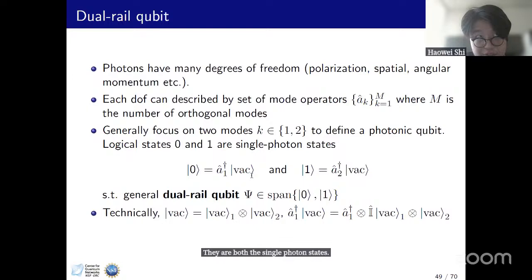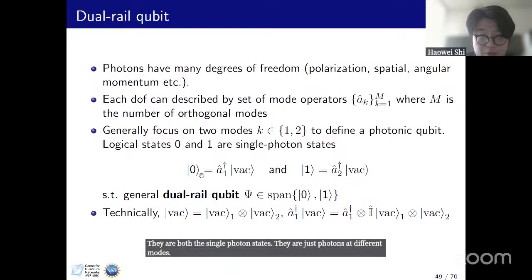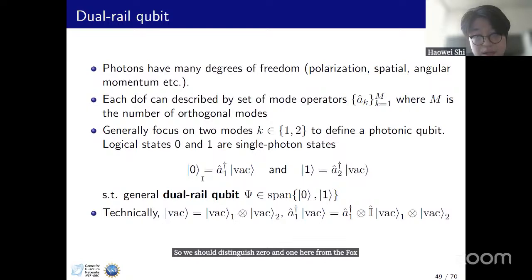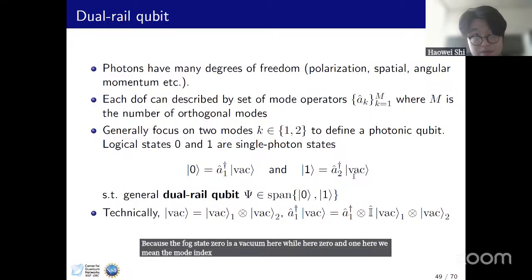They are just photons at different modes. So we should distinguish 0 and 1 here from the Fock state 0 and 1, because the Fock state 0 is a vacuum, while here 0 and 1 mean the mode index, not the photon number.